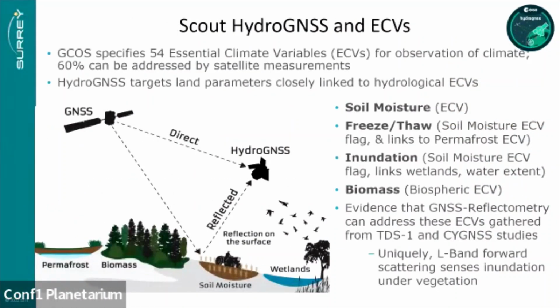So SCOUT is targeting essential climate variables. There's 54 of them, but HydroGNSS is targeting 4 variables which are closely related to ECVs. So there's soil moisture, freeze thaw, inundation, biomass, and there is evidence that GNSS reflectometry can address all these ECVs, gathered from studies using TDS and CYGNSS data. We don't go into details in this presentation, but there are links elsewhere which talk about this. Uniquely, L-band offers forward scatter reflection, which means that you can sense inundation under vegetation canopies.